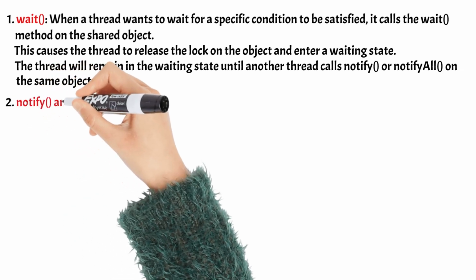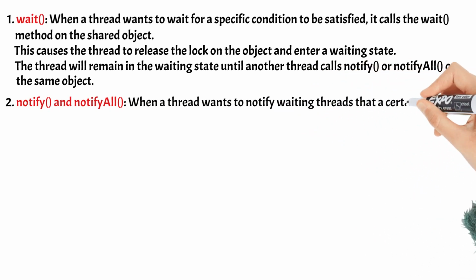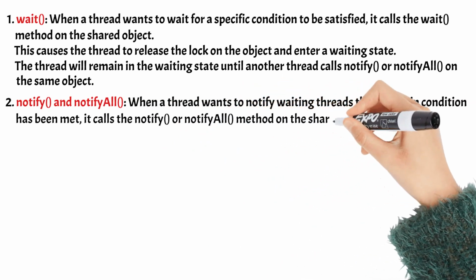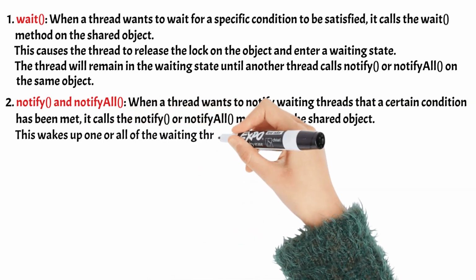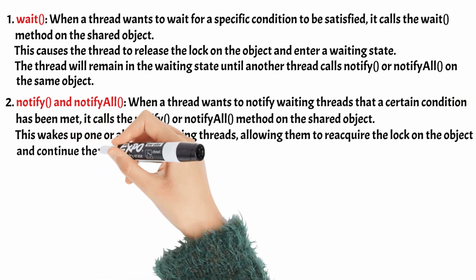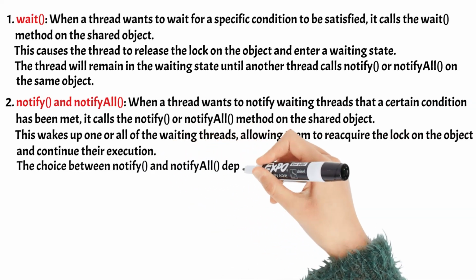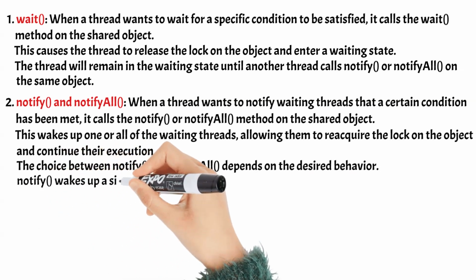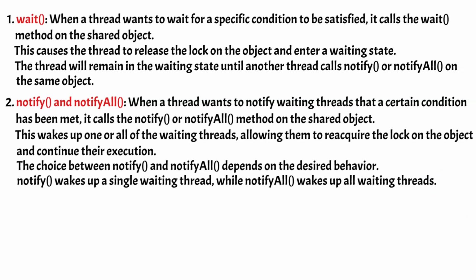2. Notify and notifyAll. When a thread wants to notify waiting threads that a certain condition has been met, it calls the notify or notifyAll method on the shared object. This wakes up one or all of the waiting threads, allowing them to reacquire the lock on the object and continue their execution. The choice between notify and notifyAll depends on the desired behavior. Notify wakes up a single waiting thread, while notifyAll wakes up all waiting threads.